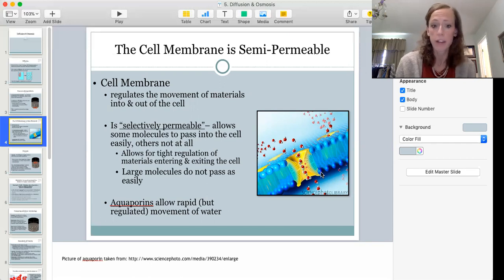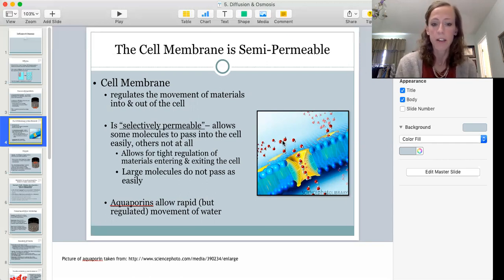And it happens quickly, but it is regulated based on the concentrations of particles inside or outside of the cell, okay? So these little red and white molecules, these are water, and as you can see, they're passing into or out of the cell through the aquaporin. And then the blue here is our lipid bilayer, our cell membrane, okay?